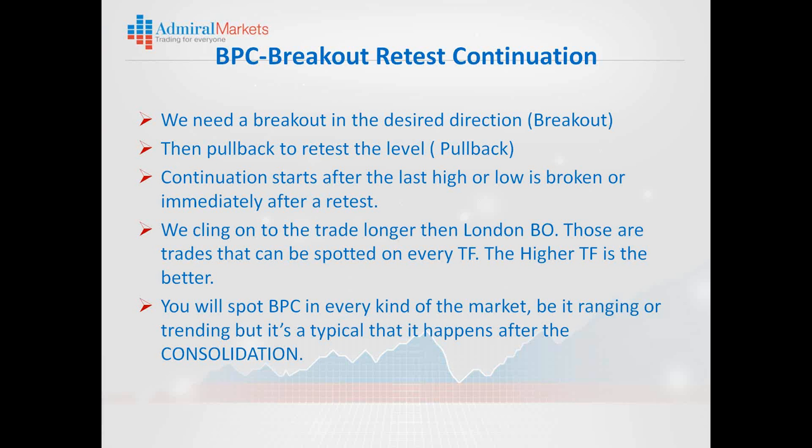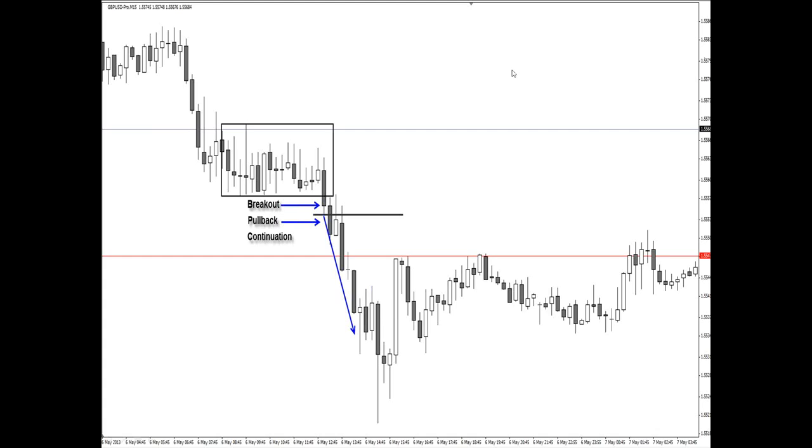But it's typical that it happens after the consolidation. So it happens usually after a consolidation move, because triangle patterns are basically consolidation patterns, rectangles also. Wedges and flags are retracement patterns, but typical for the breakout, pullback, continuation pattern is the triangle, be it a flat top or bottom or a classical triangle. It's typical for triangle patterns. You will see that on our next slide. I think that we can show some examples.